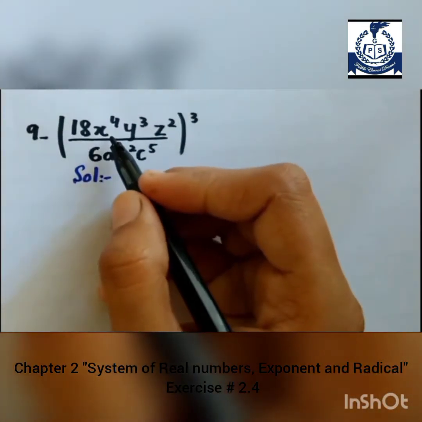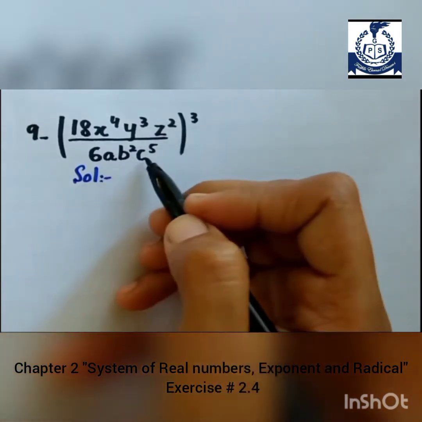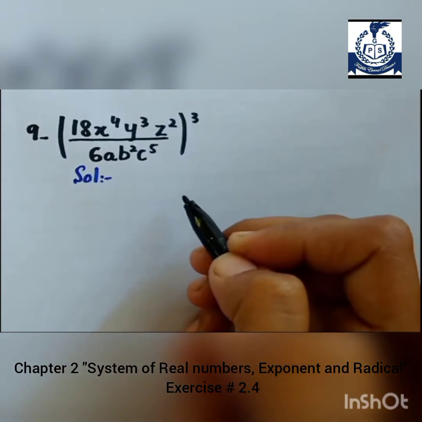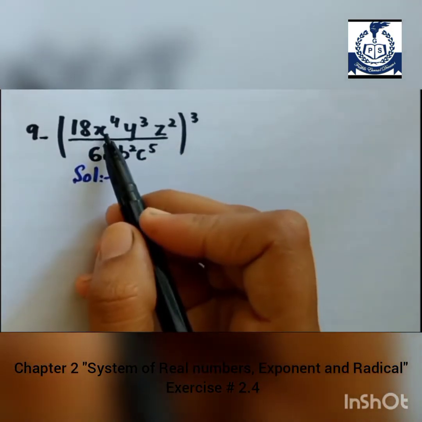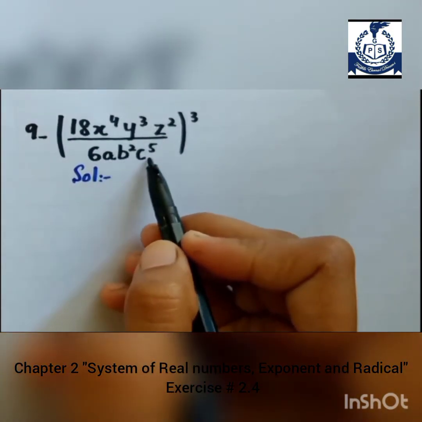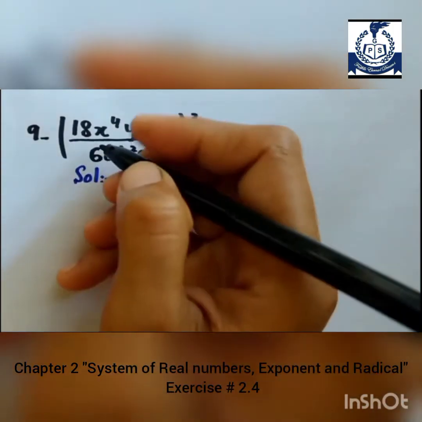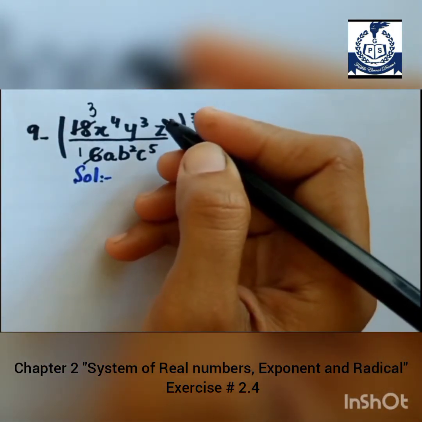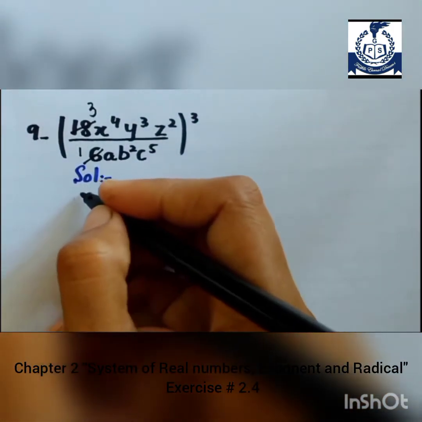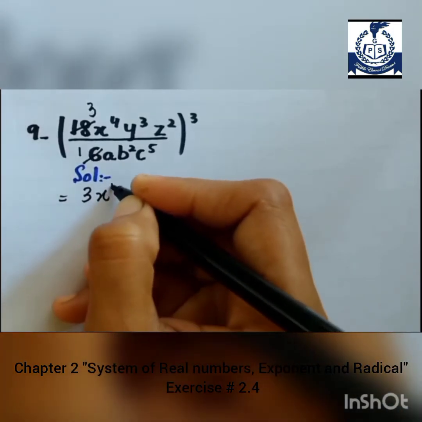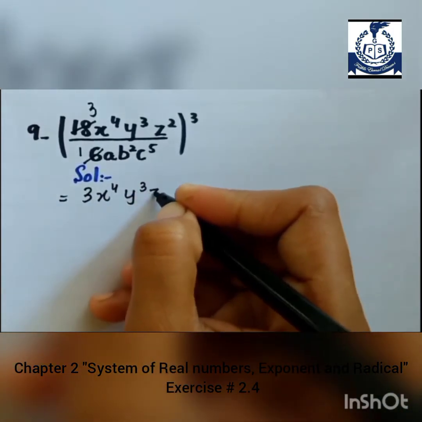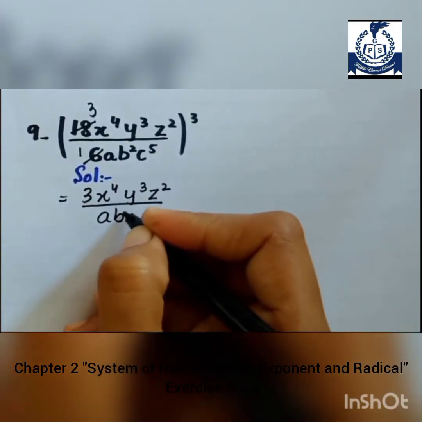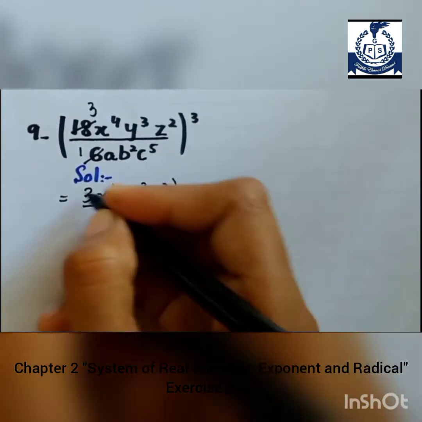Question number 9 is 18x4 y cube z square divided by 6ab square c5 has whole power cube. So 6 and 18 both exist on one table, so we can cancel this out. 6 1s are 6, 6 3s are 18. So we write 3x4 y cube z square divided by a b square c5 whole power cube.